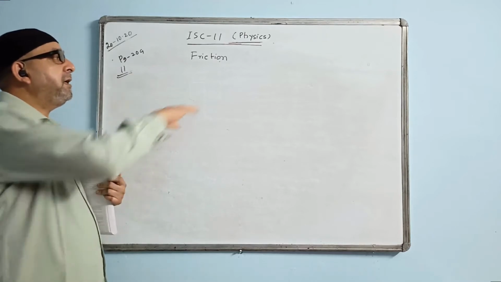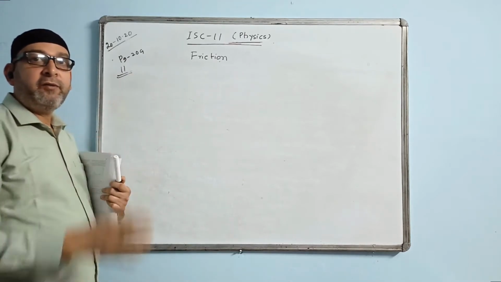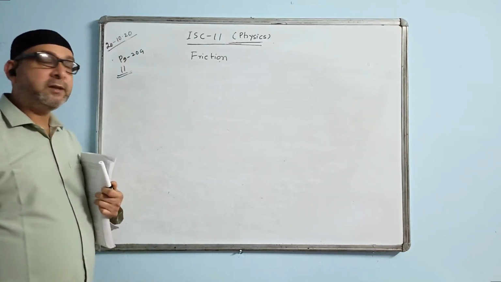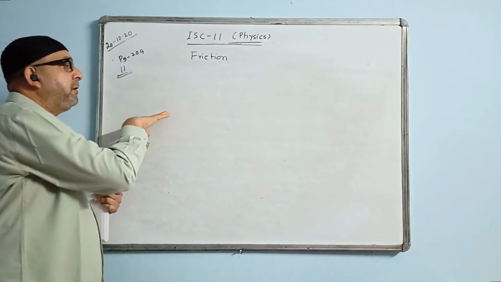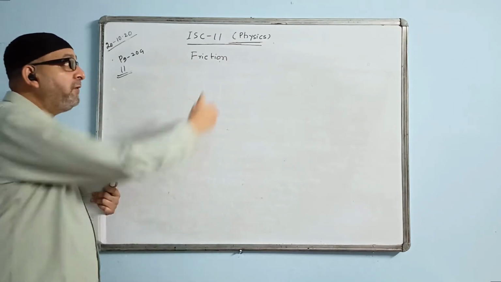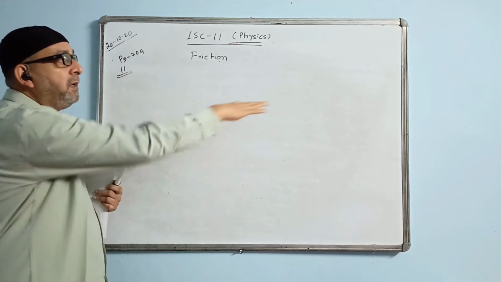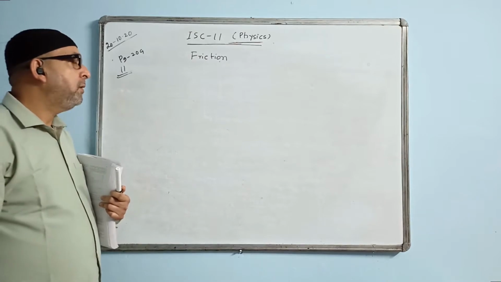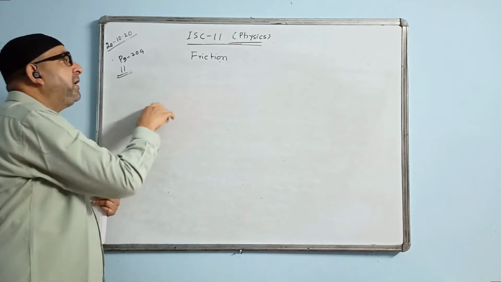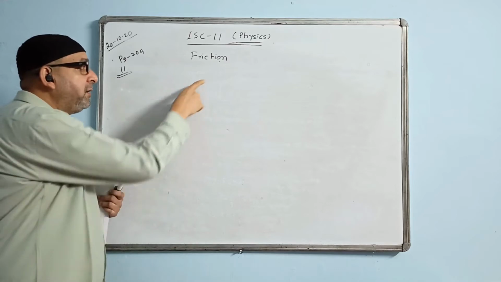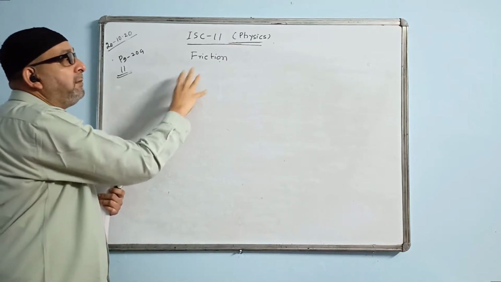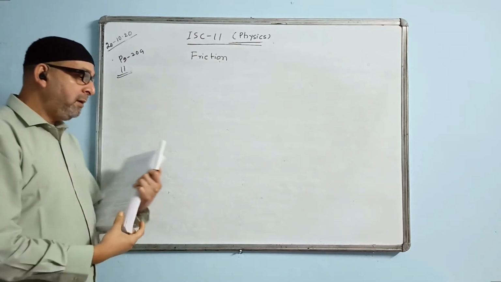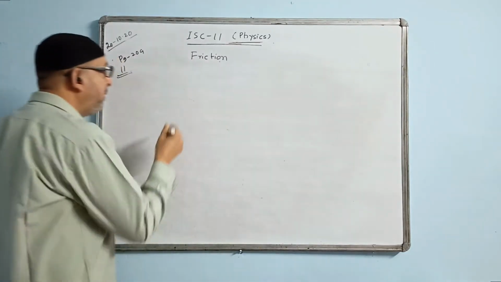The question says there is an inclined plane which is rough, and we have another inclined plane which is smooth. There are two cases. In the rough inclined plane, there will be friction, and the body will move slowly. In the smooth surface, the body will move faster because friction is zero. So in the first case it will take longer than the second case. Now the question says in the first case it takes n times longer than the second case. You have to find the value of mu in terms of n. So I draw a diagram and then we work this out.